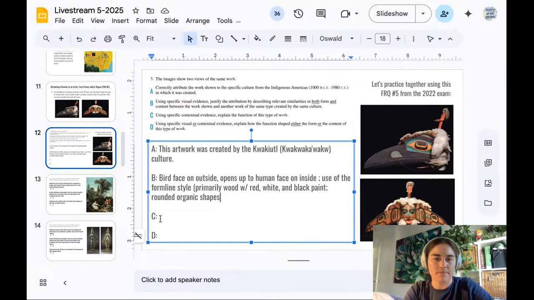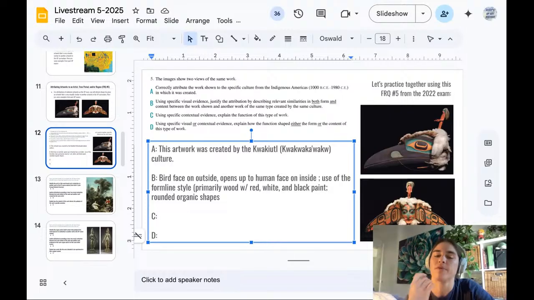All right. So, using specific contextual evidence, explain the function of this type of work. Does anybody remember the specific name of the ceremony in which these masks were used? If we don't specifically say that the style is formline, if we describe the characteristics, would we still get the point? Yes. If you don't remember formline style, don't worry about it. Yes, potlatch ceremony.